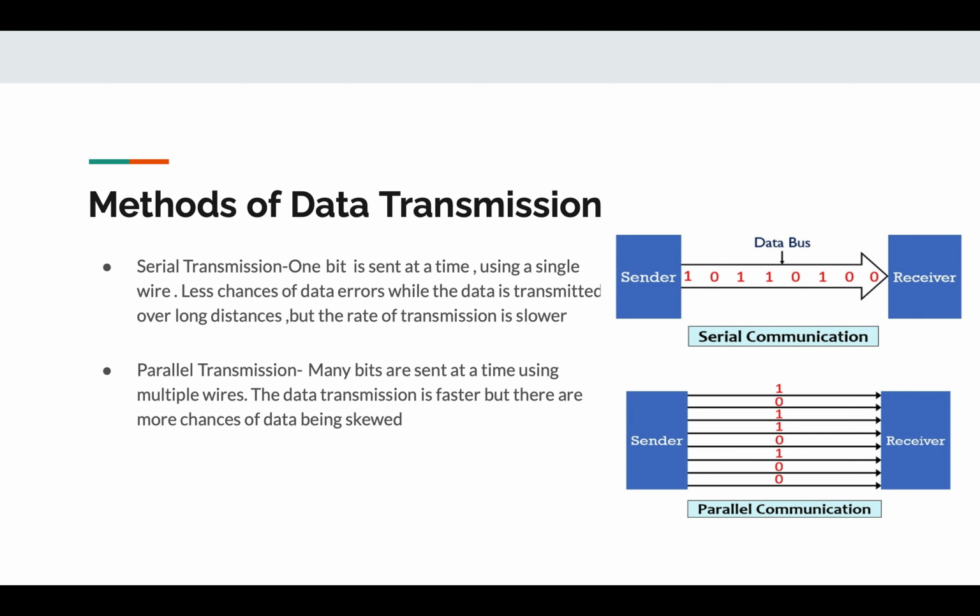Number two, parallel transmission. In this, many bits are sent at a time using multiple wires. The data transmission is faster, however, there are more chances of data getting skewed.